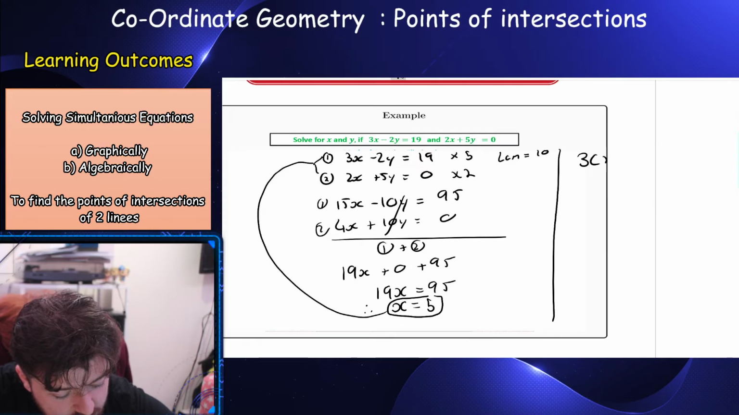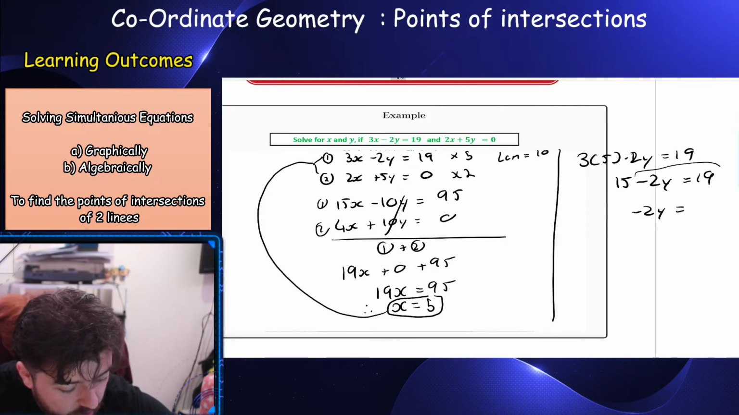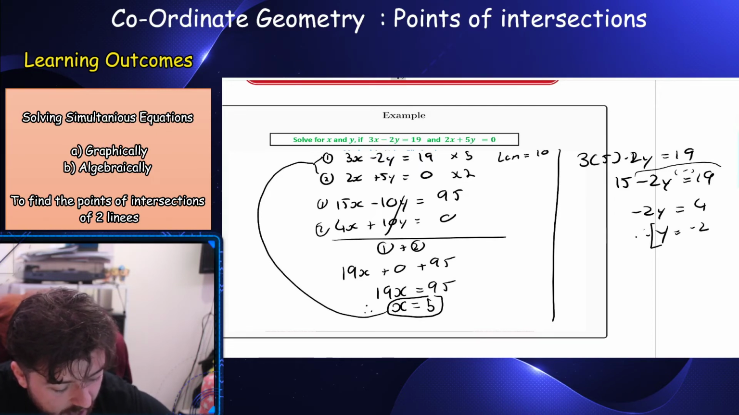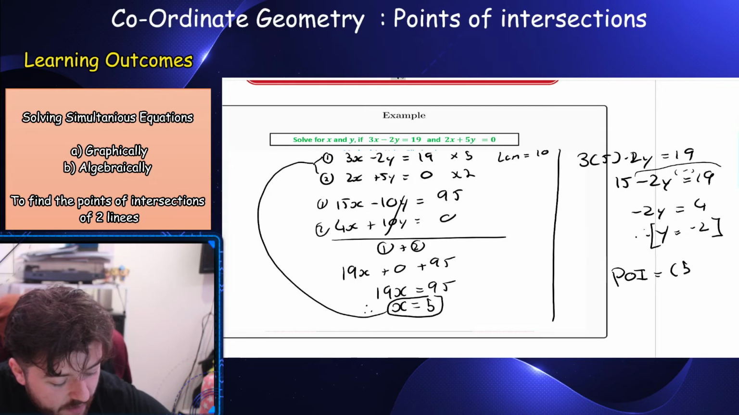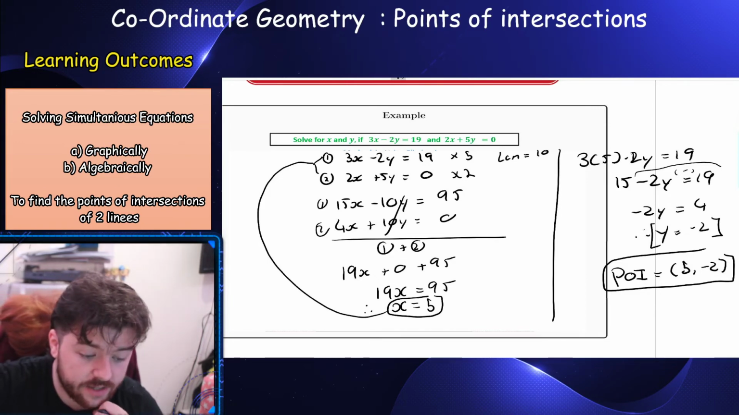So it'll be 3 times 5 minus 2y equals 19. 15 minus 2y equals 19. Minus 2y is equal to, bring that 15 over, it becomes a minus, 19 minus 15 is 4. So y equals minus 2. And therefore my point of intersection, POI, equals (5, -2), because remember, I do my x coordinate first, then my y coordinate. So my point of intersection is (5, -2).